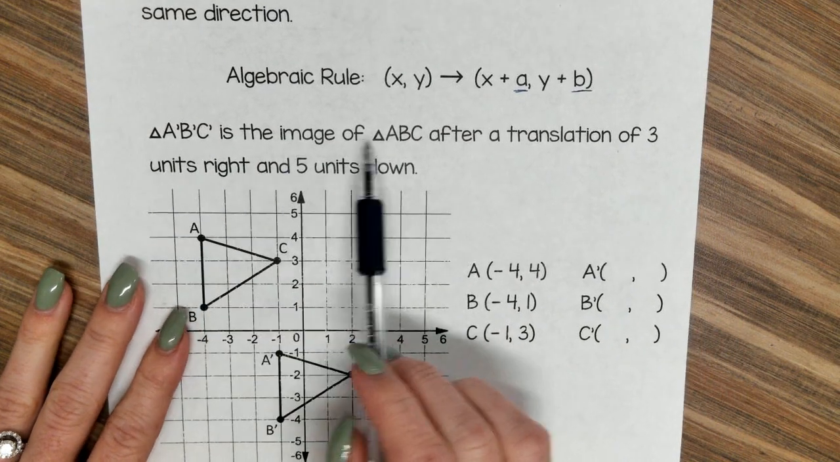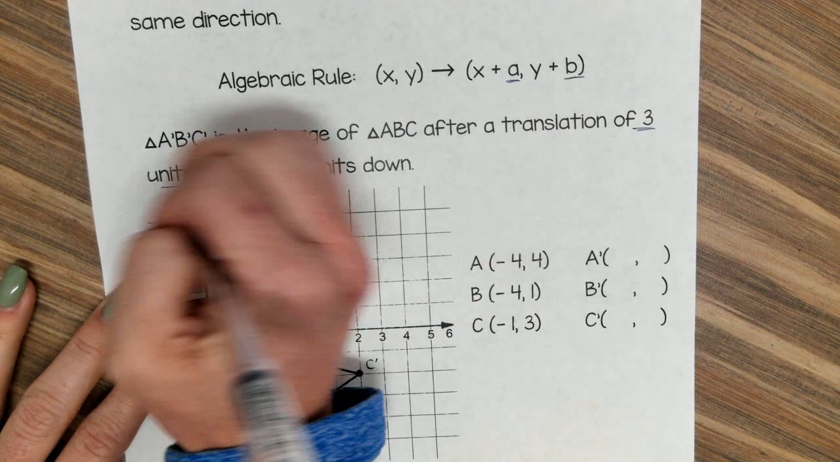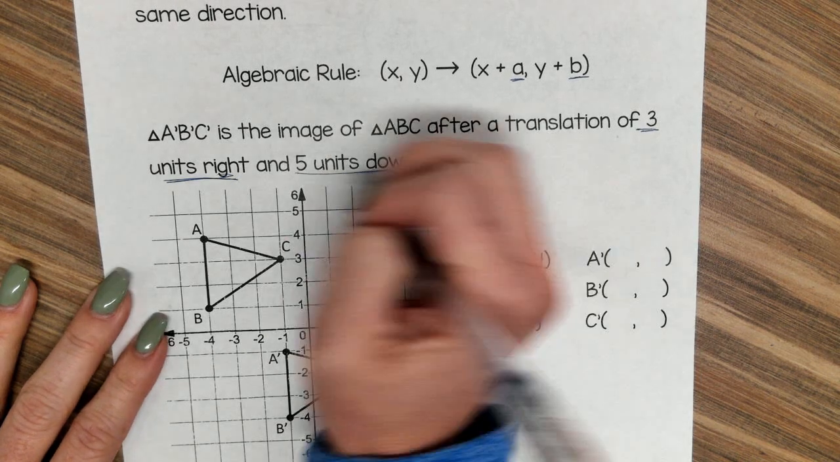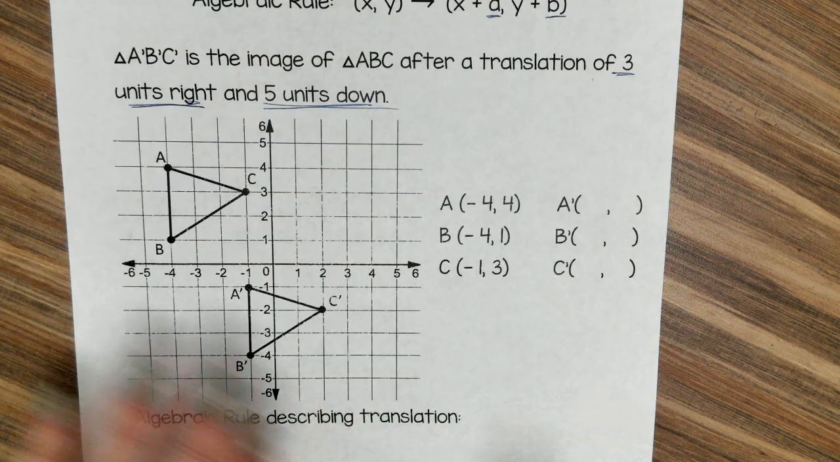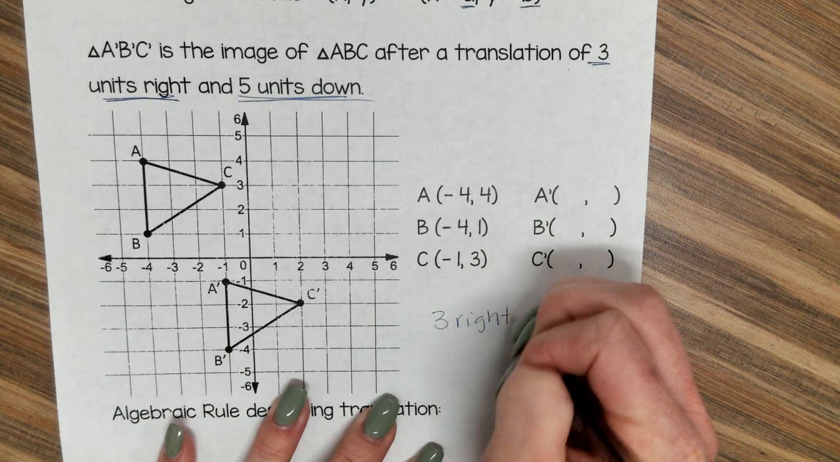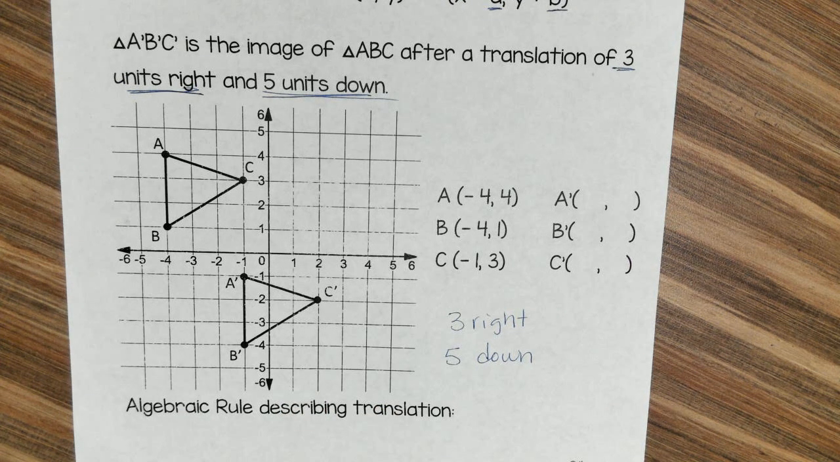Triangle A'B'C' is the image of triangle ABC after it's translated. What does it say? 3 right and what? All right, so everybody write that right here. 3 right, 5 down. This is what we learned yesterday, so you better pay attention.